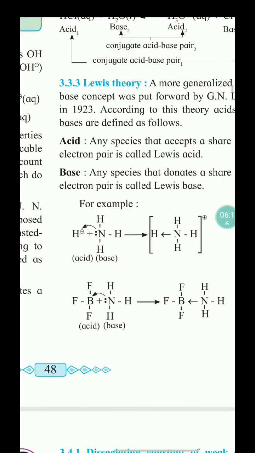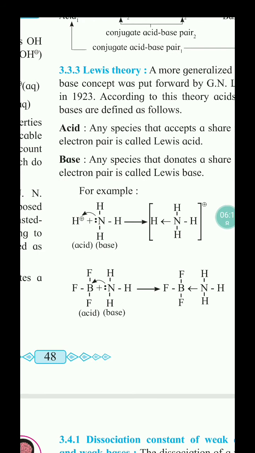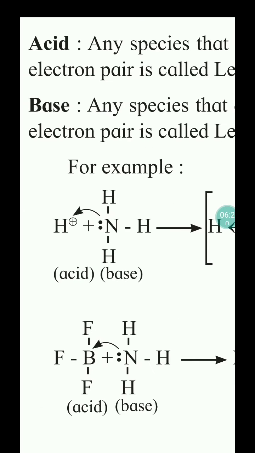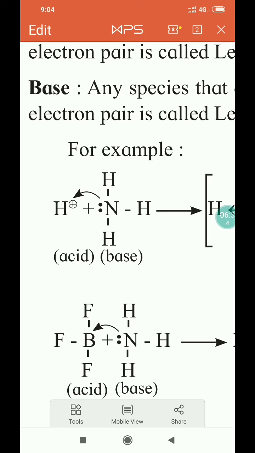For example, here H positive has its last shell empty, so it accepts these two electrons from nitrogen. So here the pair of electrons is accepted by the proton, therefore it acts as an acid, and the pair of electrons is donated by ammonia, and therefore it acts as a base.